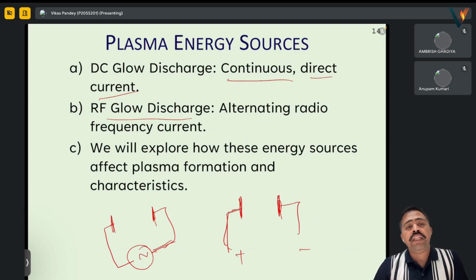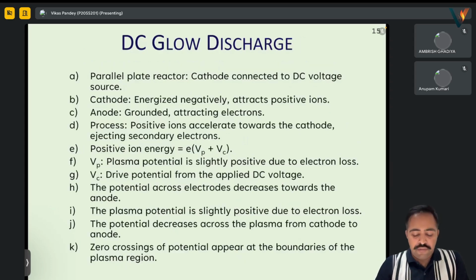We will see what the difference is between these two, if we are going for DC glow discharge or RF glow discharge. When we talk about DC glow discharge, the cathode is connected to a DC voltage source.